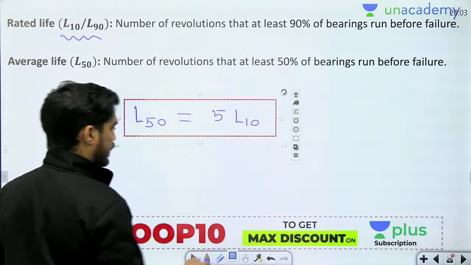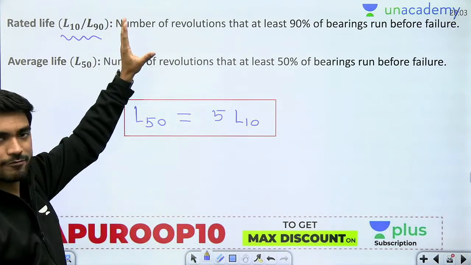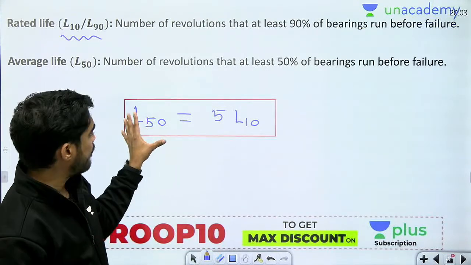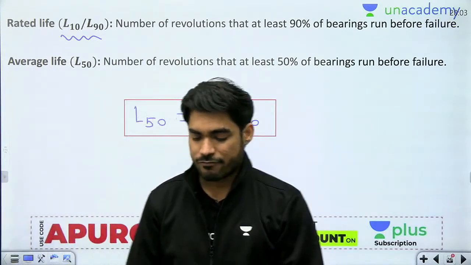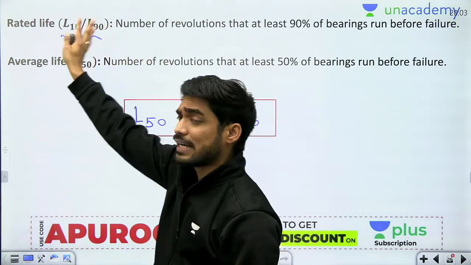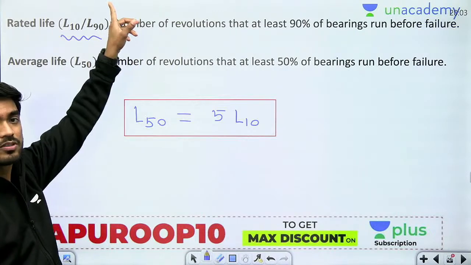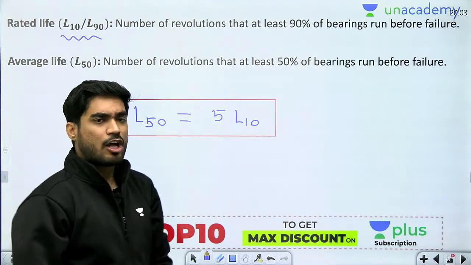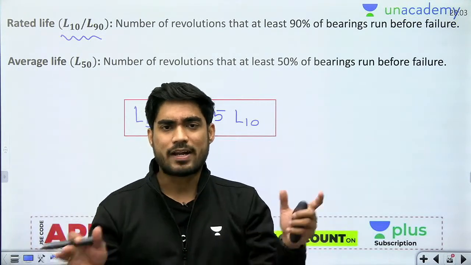This is just an approximate relation, but we use it to find the relation between rated and average life. So beta, if you have rated life, you can find average life. If you have average life, you can find rated life from this equation. L50 is 5 times L10 or L90. L10 or L90, both are rated life. In some books they use L10, in some books they use L90. Both are rated life. Okay? So beta, is this clear? Now beta, it is not necessary that we will always need rated or average life.